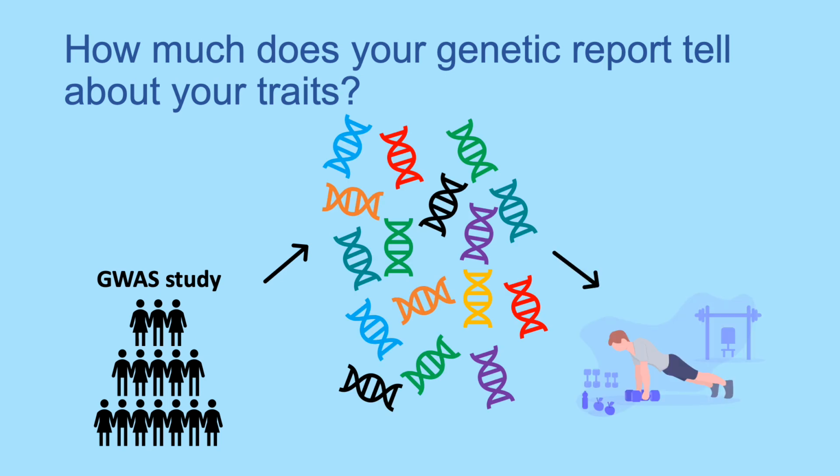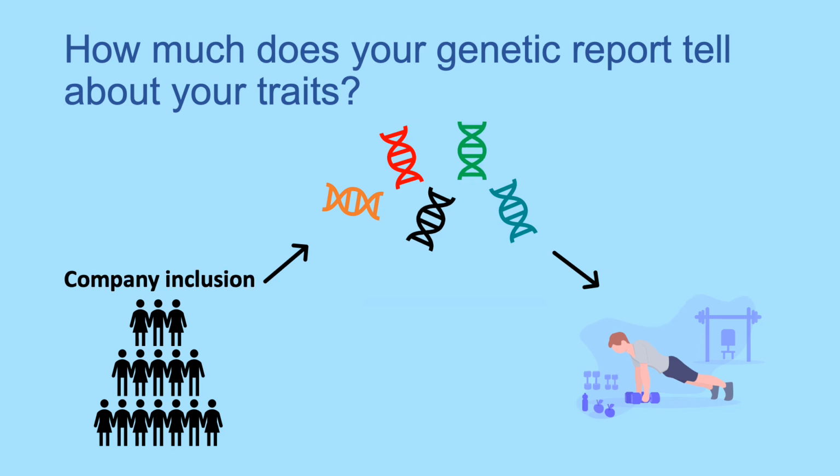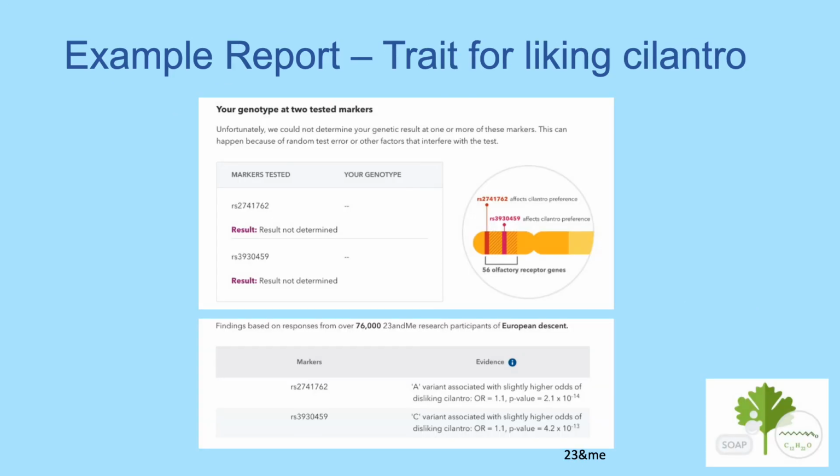However, although GWAS may find hundreds of variants associated with your trait, the DTC companies may only include a few of them on the test, so they may not capture enough information to give you the most accurate result. In addition, many traits are heavily influenced by your environment, so your genetic result may not line up with reality.